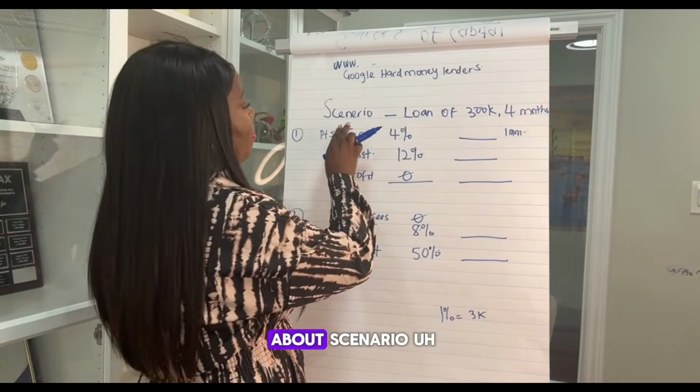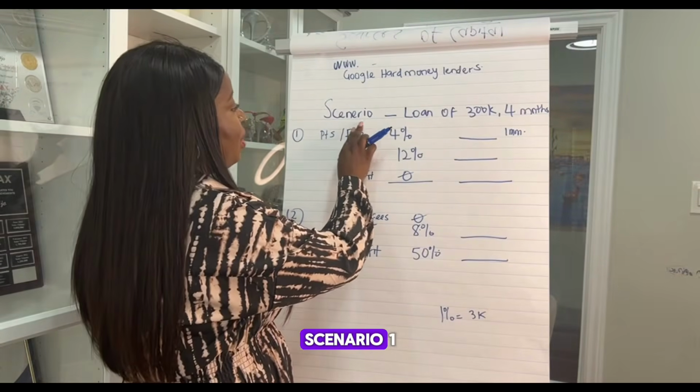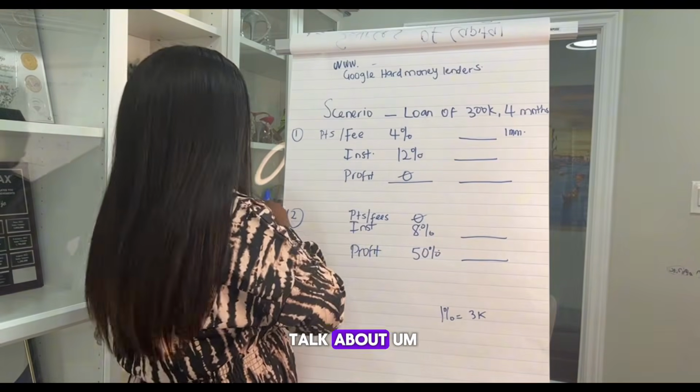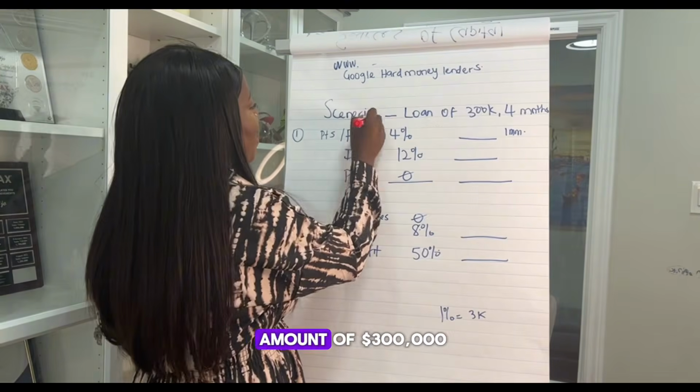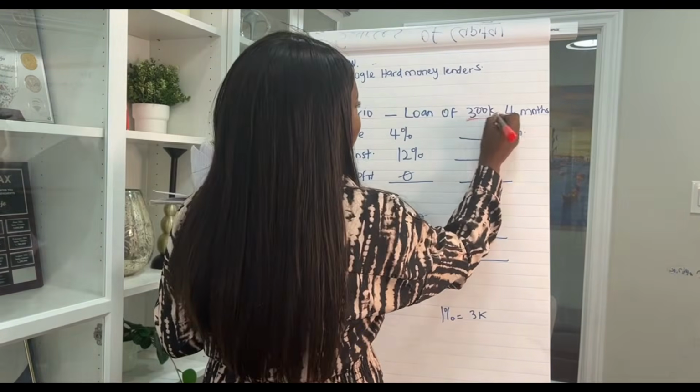Okay, so when we're talking about scenario one, this is a scenario that I wanted to talk about. So let's say I needed to borrow a loan amount of $300,000 for 4 months.